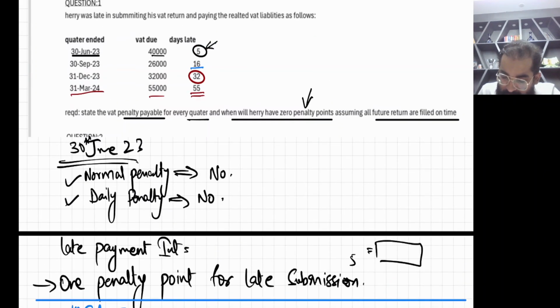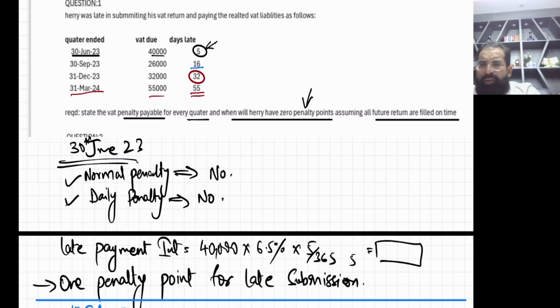So 40,000 was the amount. The late payment interest rate is 6.5%, multiplied by how many days? 5 upon 365. Okay, you can calculate it yourself. It's not a big issue.